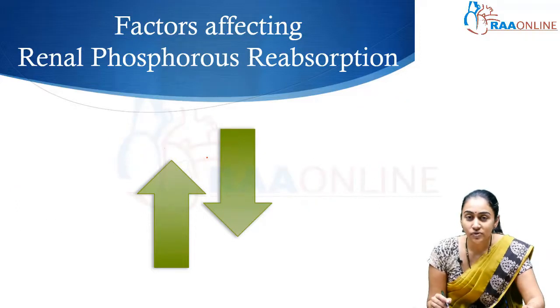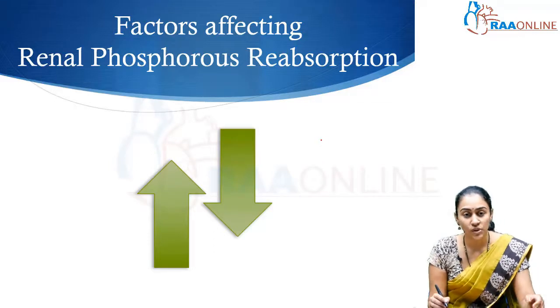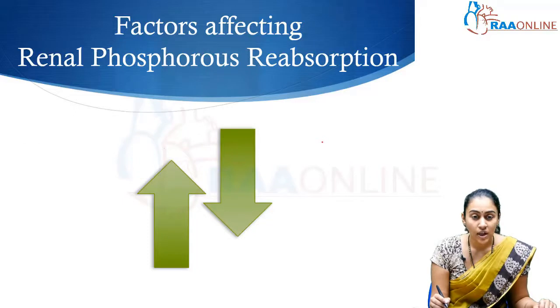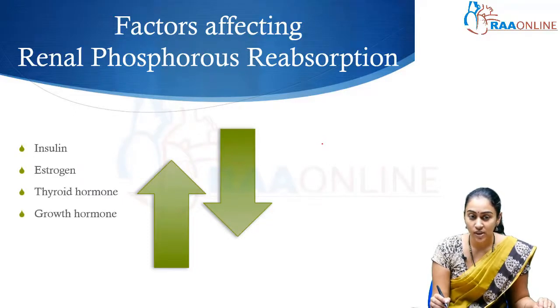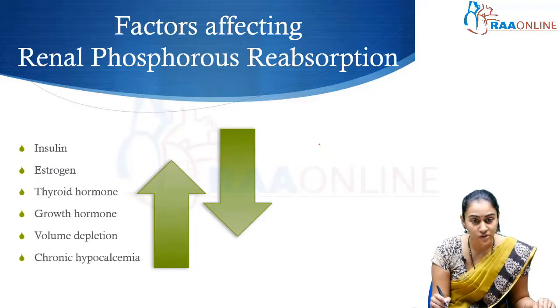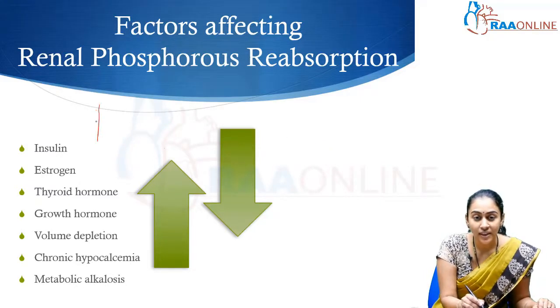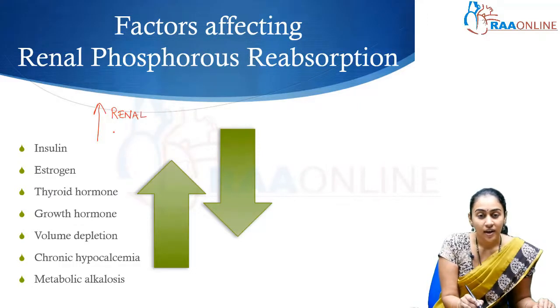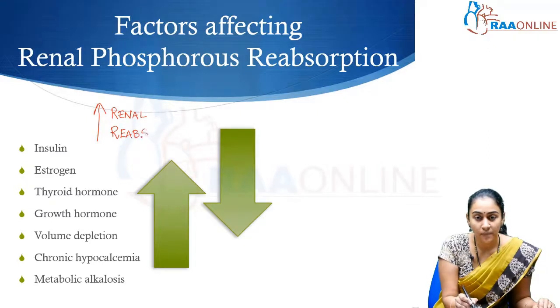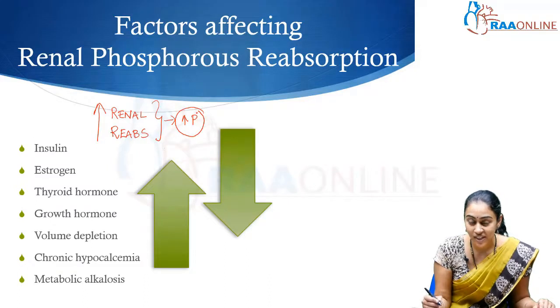So, having understood fully about the sodium phosphorus transporters, let us look at the different factors which affect the renal phosphorus reabsorption. Now, on one end, we have insulin, estrogen, thyroid hormone, growth hormone, volume depletion, chronic hypocalcemia and metabolic alkalosis, all of which will increase the renal reabsorption. So, when these factors increase the renal reabsorption, what happens to the serum phosphorus? The serum phosphorus levels increase because the reabsorption from kidneys is increased.